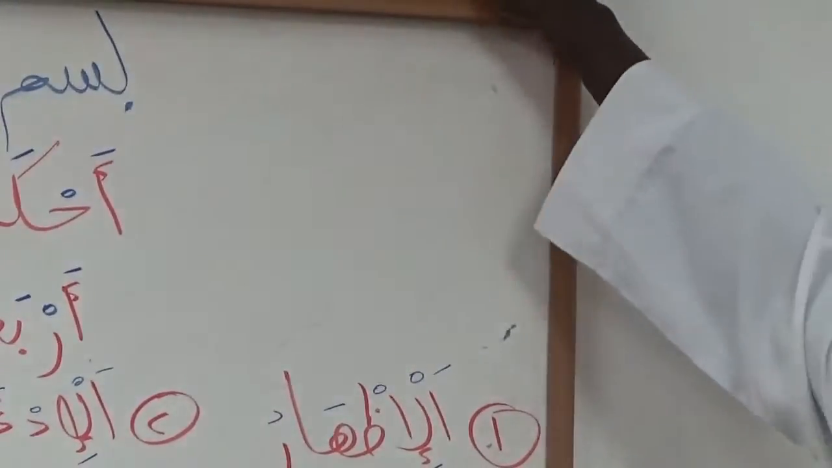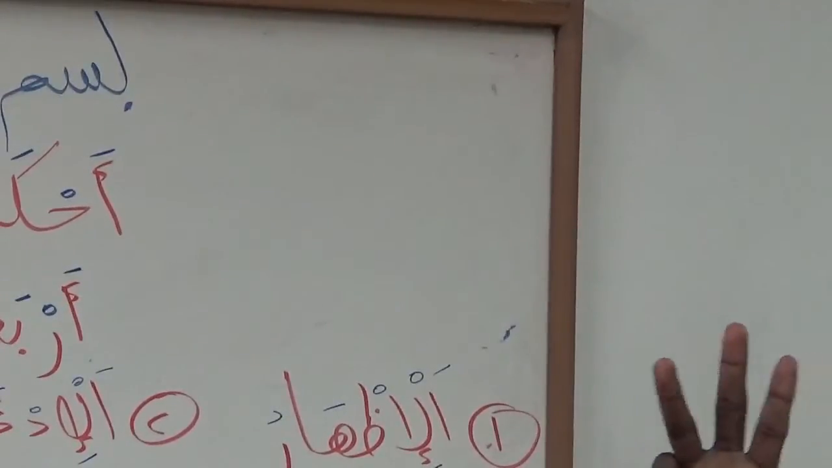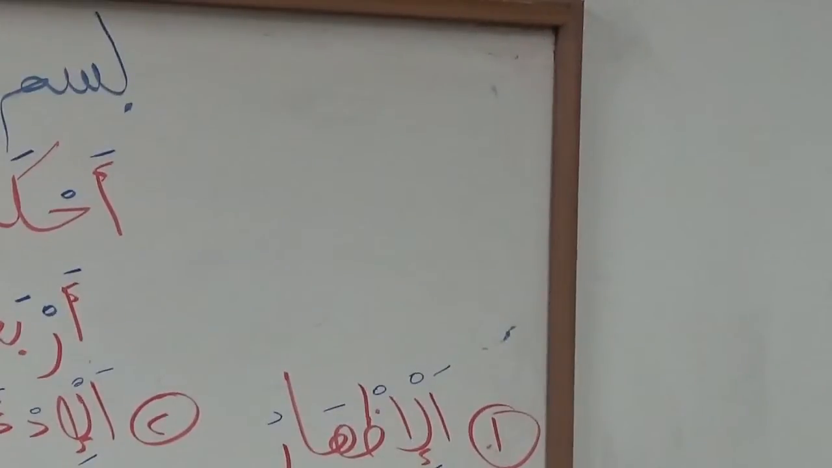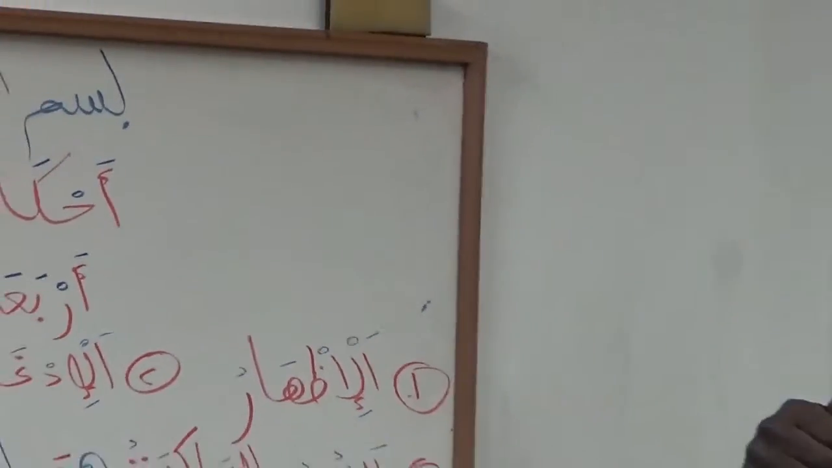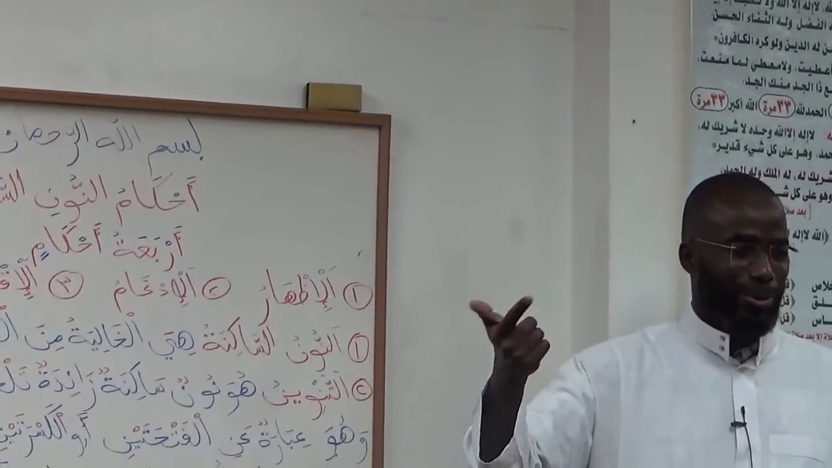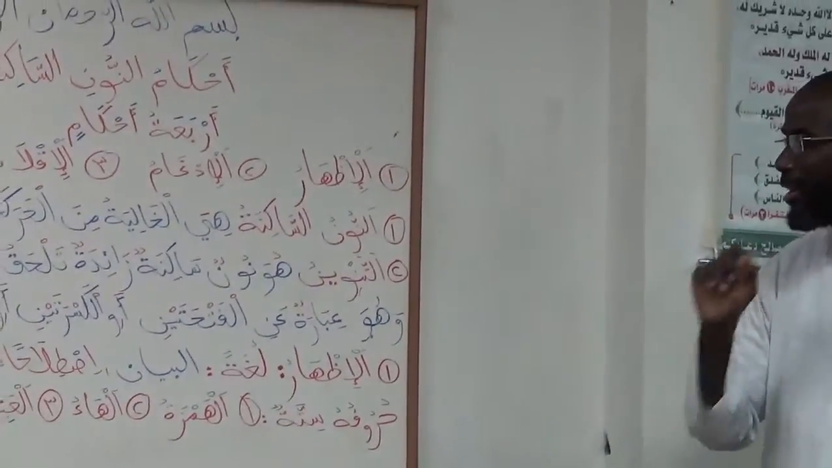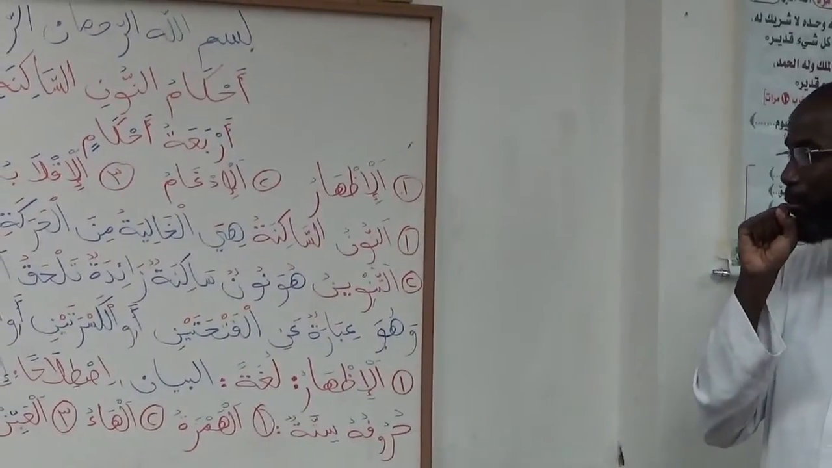Now, for the grammar wizards, when we learn grammar, we talk about aqsamul kalam. We talk about the divisions of al-kalam. How many? I see 3. Do you see 3? Three. What are they? Al-ismu, wal-fi'lu, wal-harf, right? So this, inshallah, when we learn the Arabic grammar, we'll know.